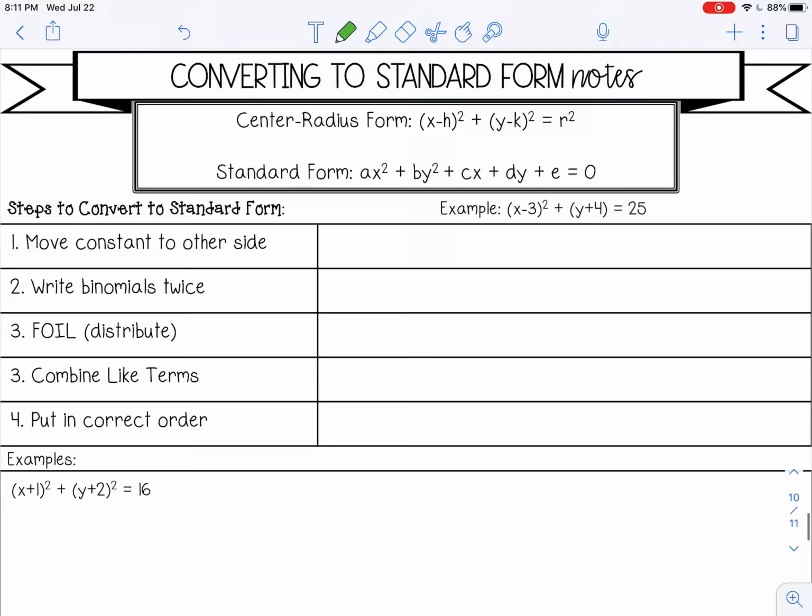So I have an example here of a circle in center radius form. And the first thing that I want to do is move the constant to the other side of the equal sign. So I'm basically subtracting 25 from both sides. So I'm going to bring everything else down. And I have nothing left on the right hand side of the equal sign, so I'll just add a 0.